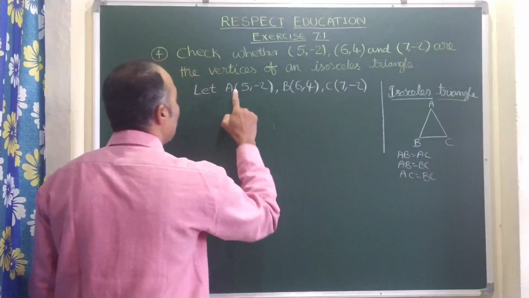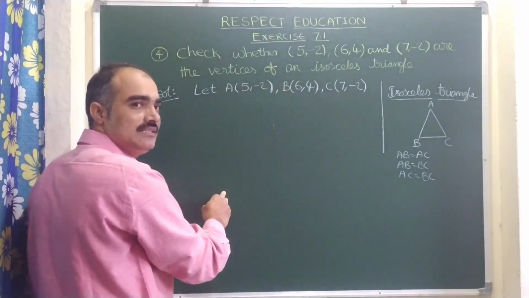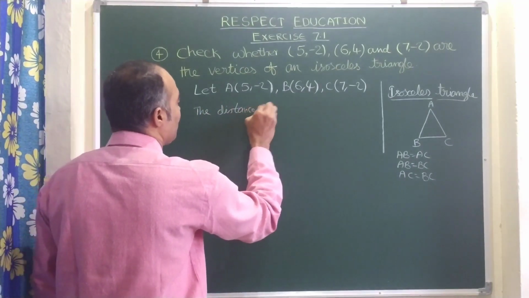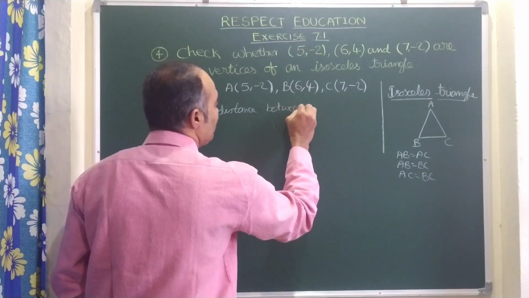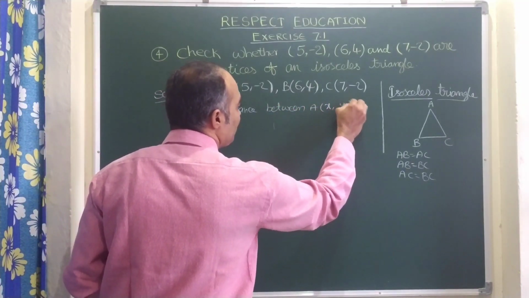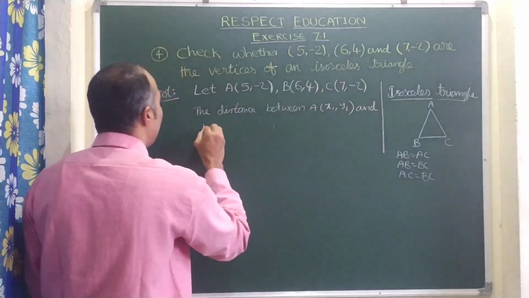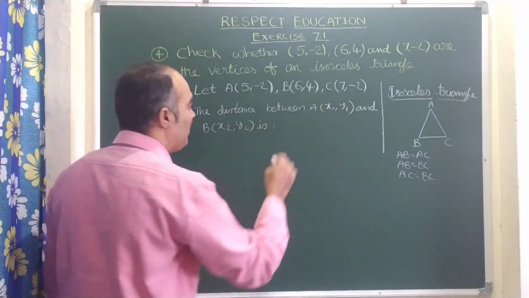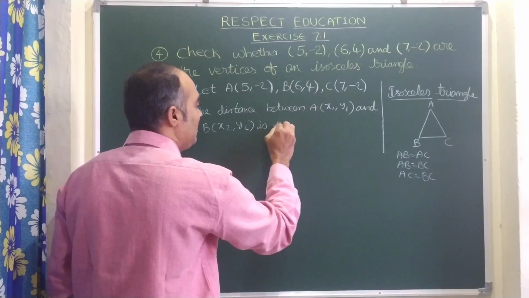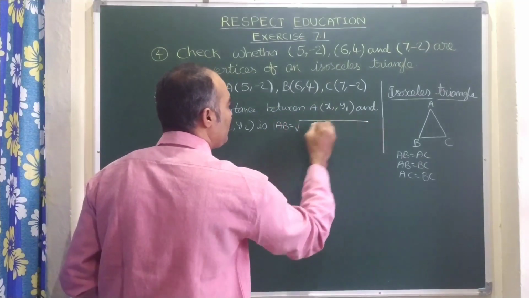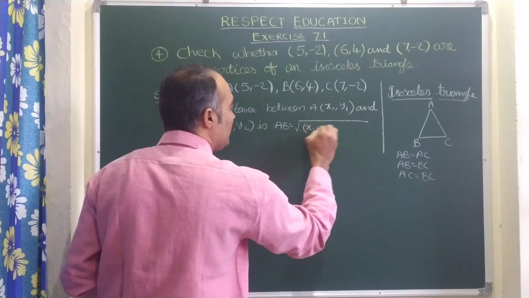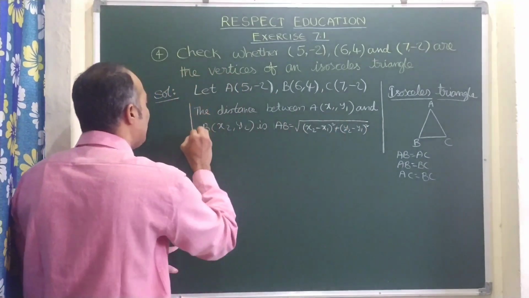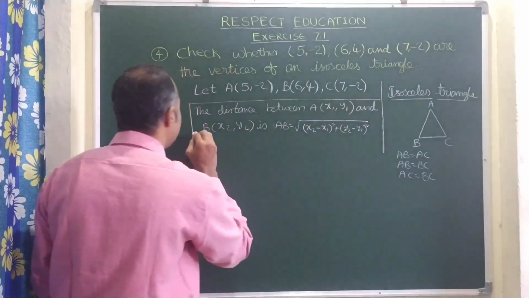First, we find the distance between A and B. Before finding the distance, let us write the formula. The distance between A (x1, y1) and B (x2, y2), denoted by AB, is AB equal to under root x2 minus x1 whole square plus y2 minus y1 whole square. This is the required formula for solving this problem.